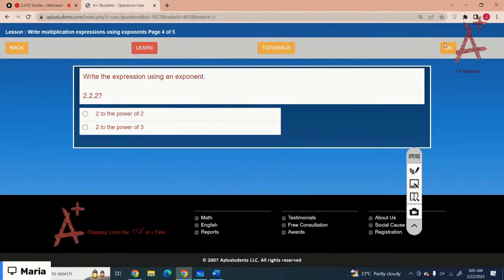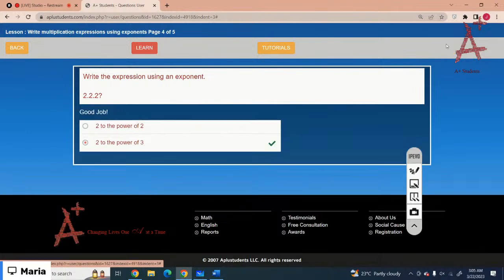Write the expression using an exponent. Which is the correct option? 2 times 2 times 2. 2 is multiplying 3 times, so it would be 2 to the power of 3.